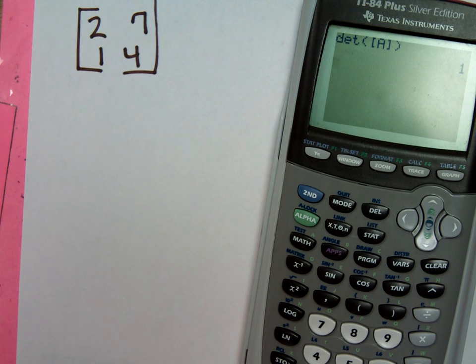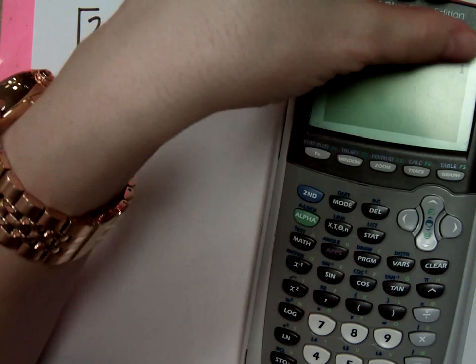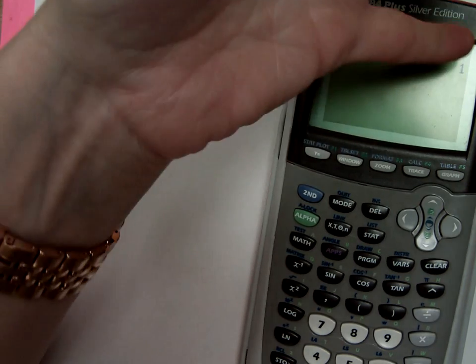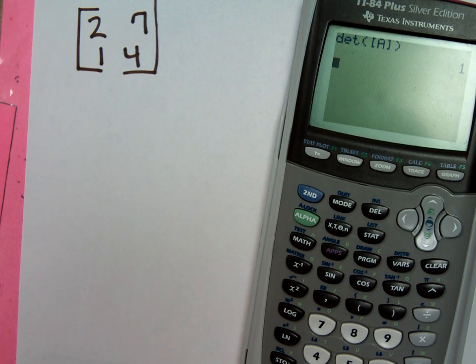If you get a question asking you, like if you're taking the CLEP test and it asks you what the determinant is, it's just a series of buttons on your calculator. You put the matrix in, then you go over to math. It's the very first one, DET for determinant, and then you put your matrix in. This one's 1. Sometimes they're positive numbers, negative numbers, whatever.